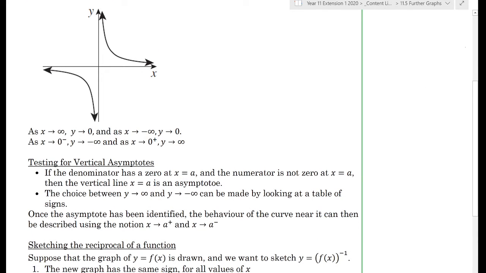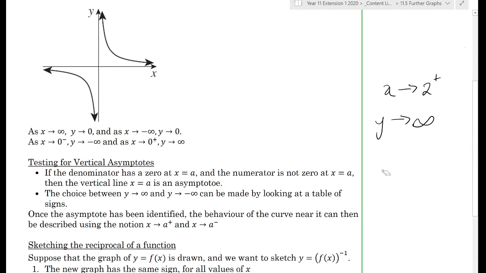Once the asymptote has been identified, the behavior of the curve near it can be described using notation: x is going towards a from the positive and x is going towards a from the negative. So, as x approaches 2 from the positive, y approaches, maybe it's going to infinity. Whereas as x approaches 2 from the negative, y is going to negative infinity, something along those lines.